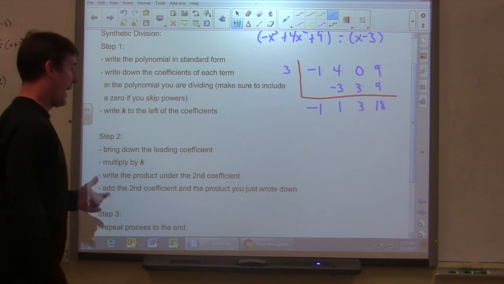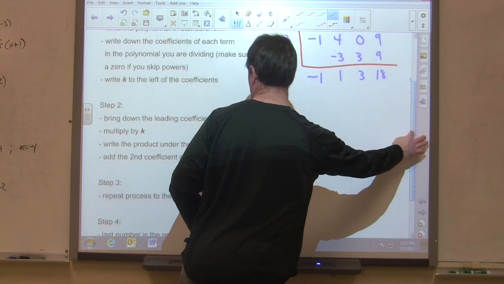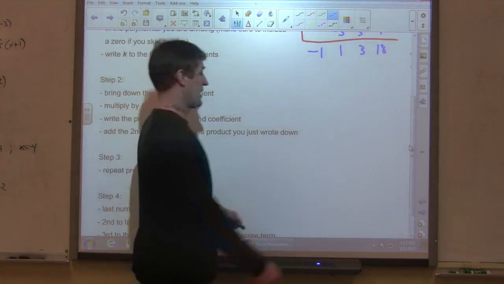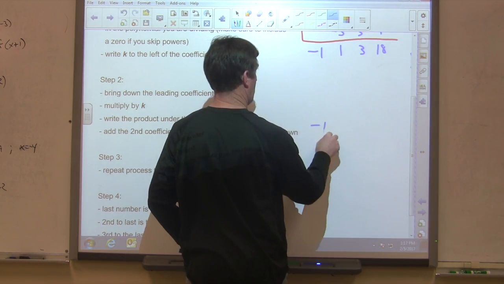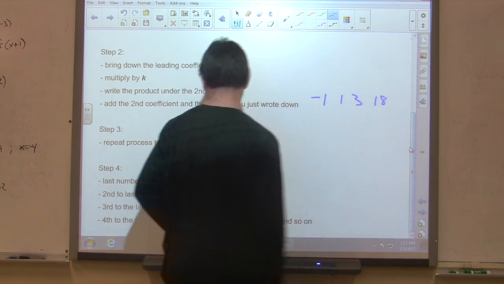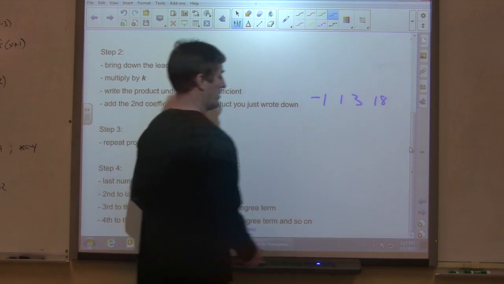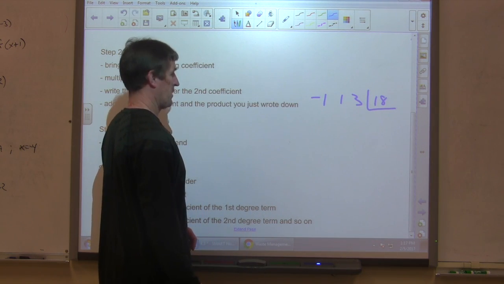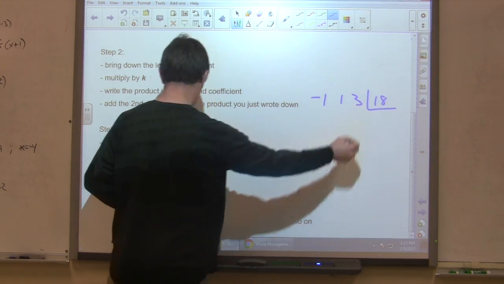Now, after you got this, so we did step 2, and then we repeated the process till we got to the end, which is this. So if I rewrite those numbers here a little lower, we get this. And then here's what you have to remember. The last number is the remainder. So I kind of like to block off this last number. That's my remainder.